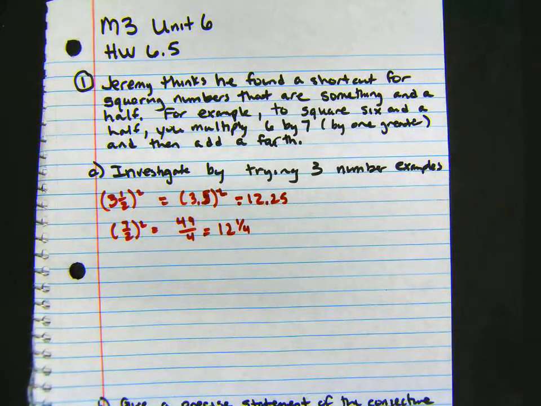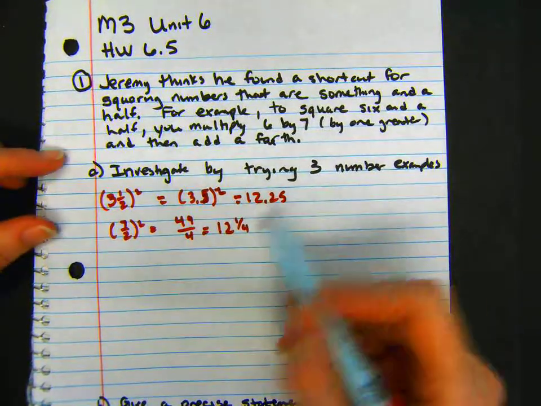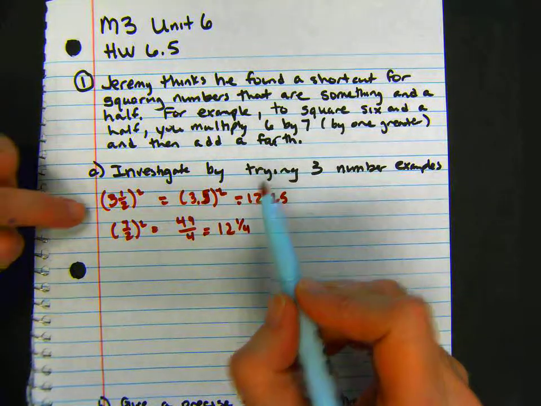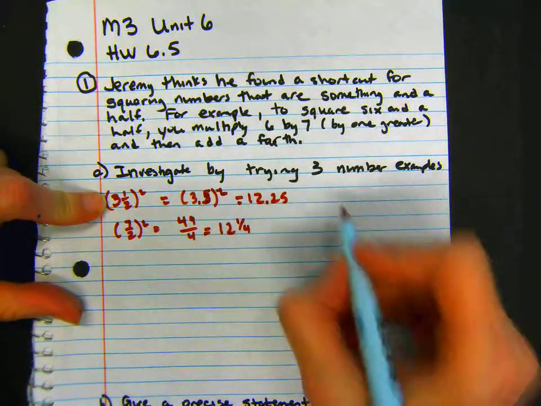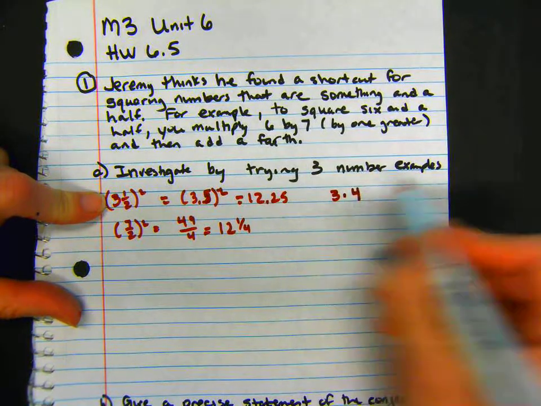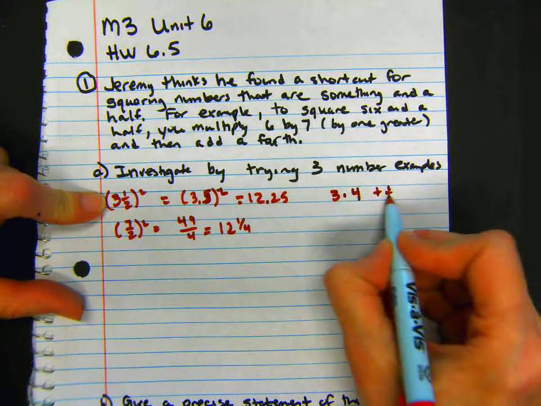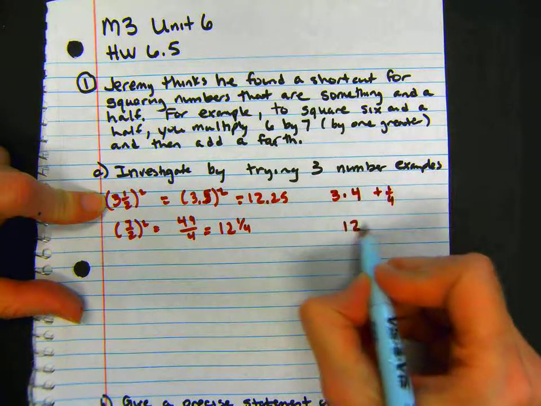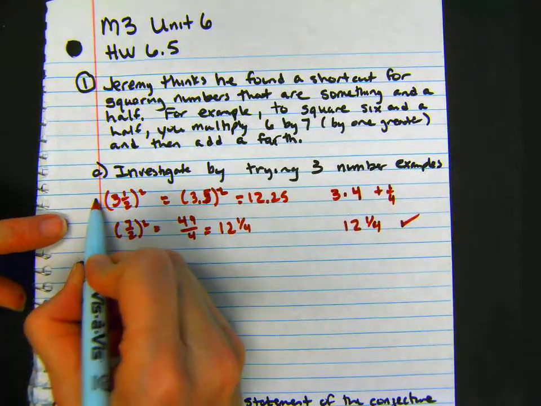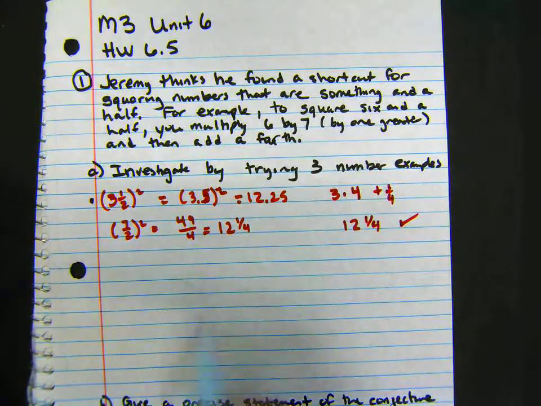Okay, so now I'm going to try his shortcut. So I either want to get 12 1/4, 12.25. So his shortcut said take the 3 and multiply it by the next consecutive number, 4, and then add a fourth. And lo and behold, I'm getting 12 1/4. So this did check for 3.5.